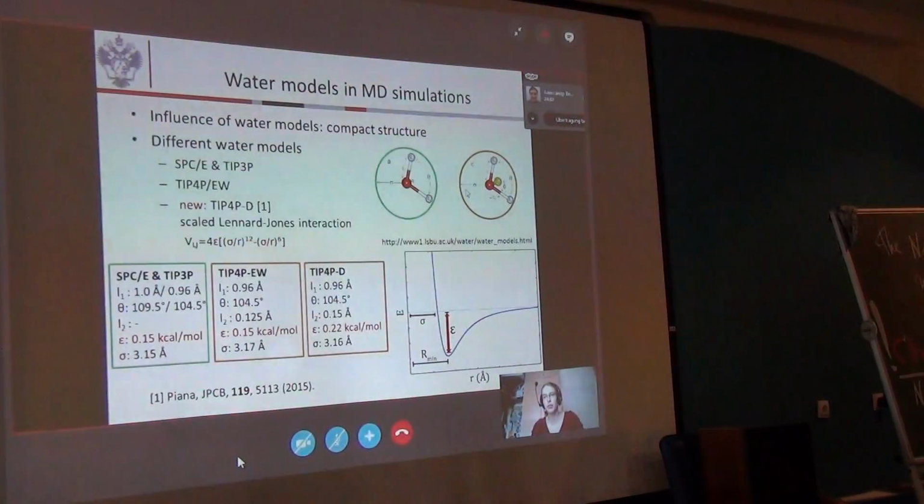And we also simulated 2 so-called 4-point water models in which the charge of the oxygen is a little bit shifted from the barycenter of the oxygen molecule. The 2 models that we used were TIP4P eval and TIP4PD. The model TIP4PD is a new water model which has been proposed by Piana et al. in 2015, and it is specially developed to model intrinsically disordered proteins.